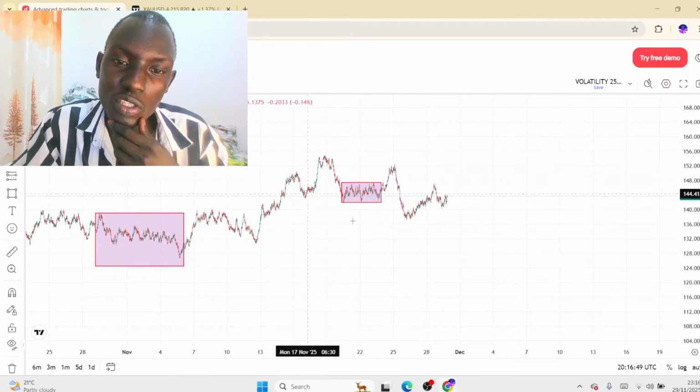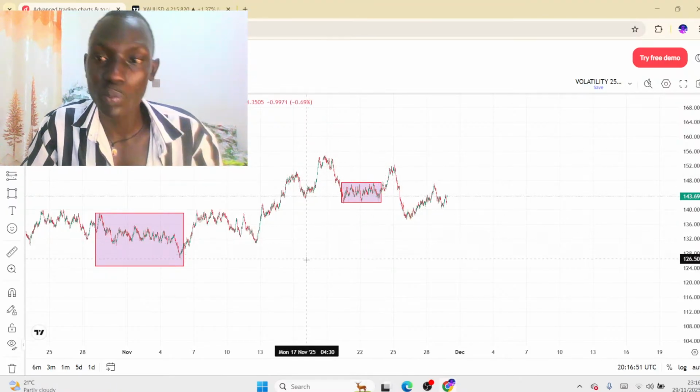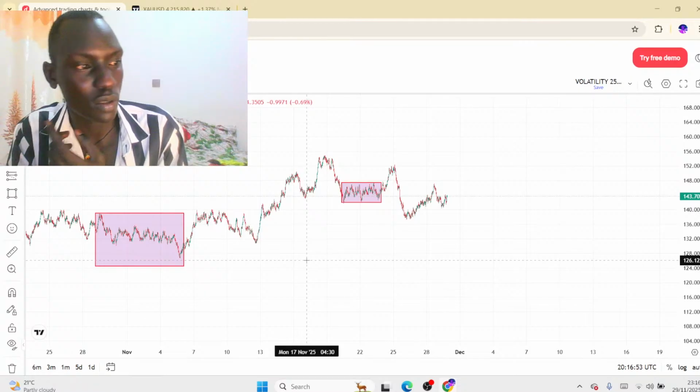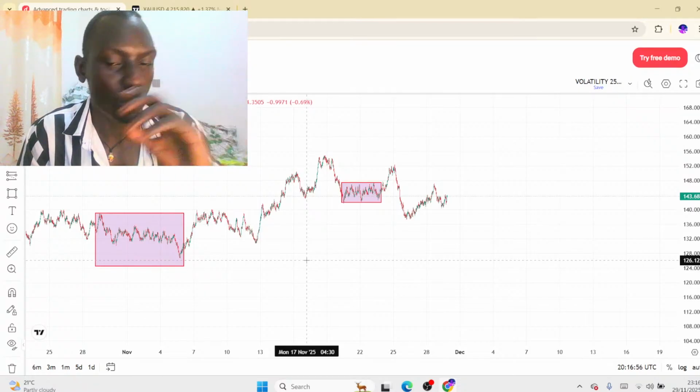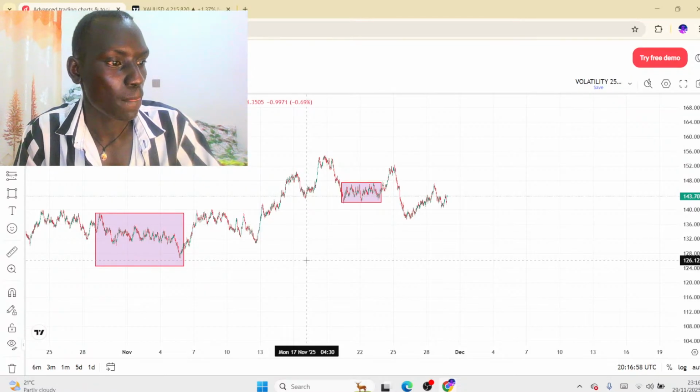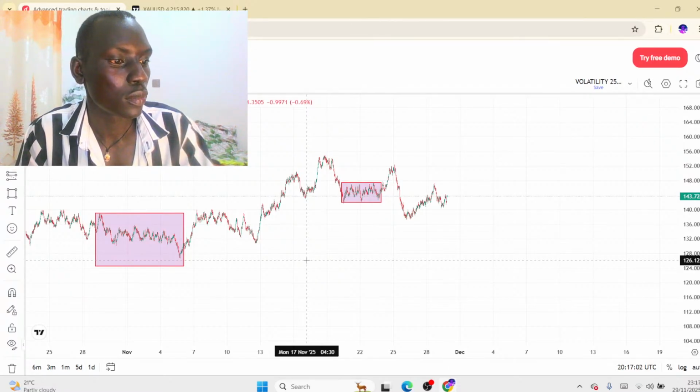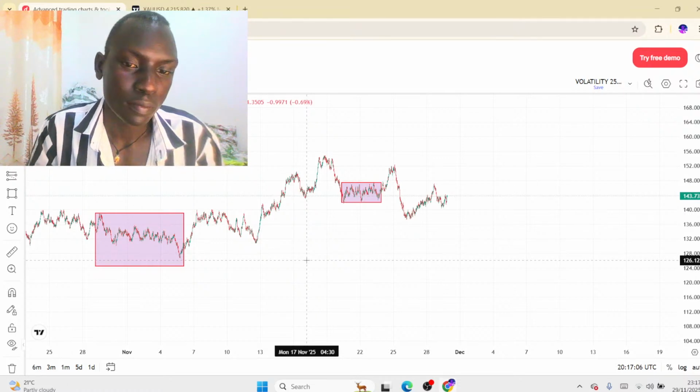So these are our zones now, and this is why it is important for you to know the zones in trading.